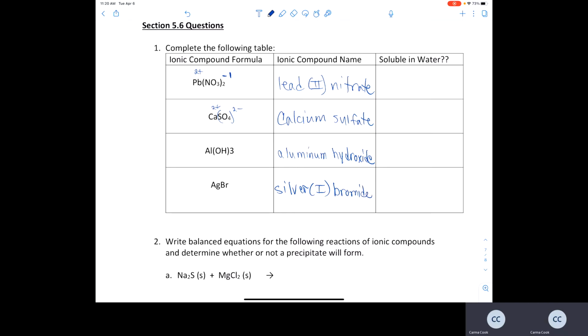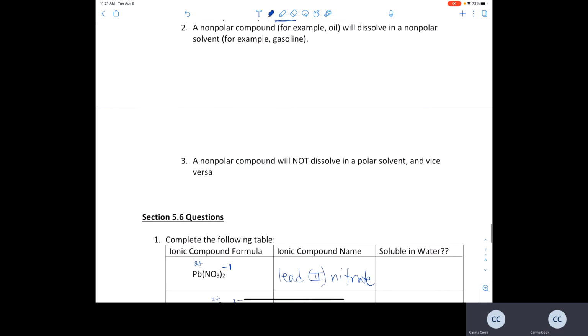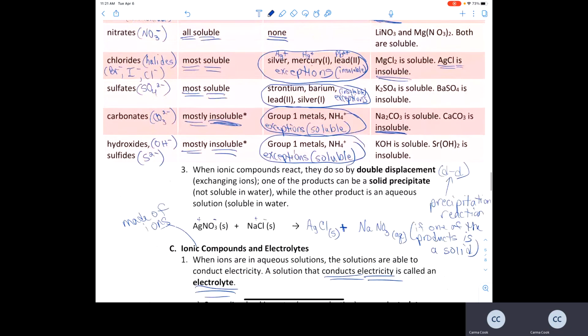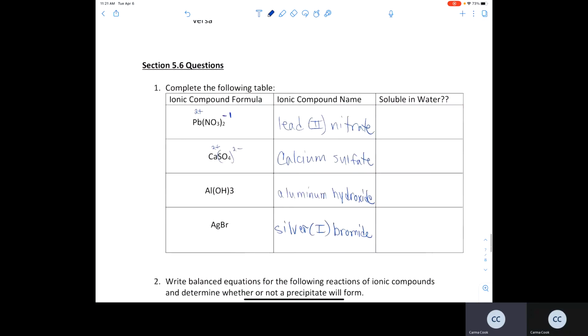So are these soluble or insoluble in water? We'll answer these yes, no. Is it soluble in water? So lead nitrate, the nitrate solubility rule: all nitrates are soluble, no exceptions. So yes, lead nitrate is soluble in water.